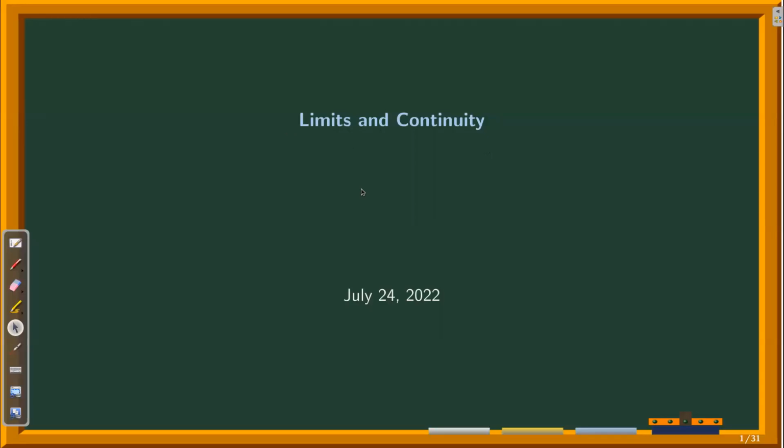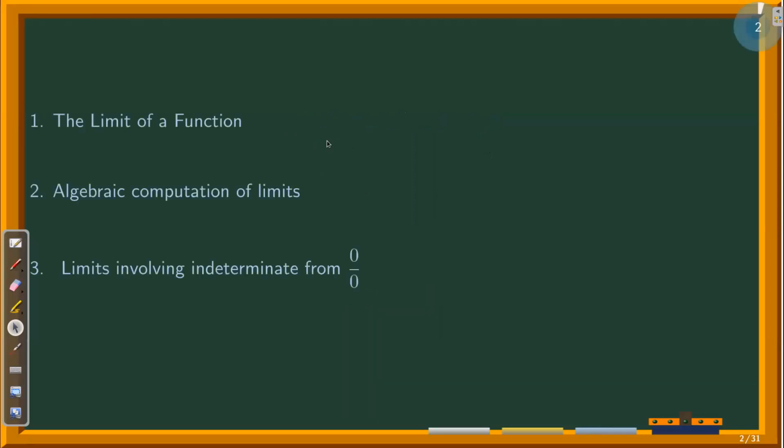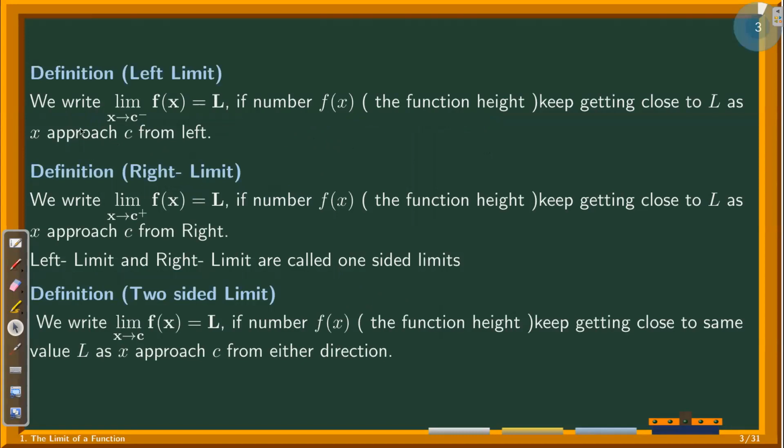Okay, so today we'll talk about this limit and continuity. So the limit of a function, you saw the definition in the video. Okay, we write limit as x goes to c minus of f(x) equals L if the function's height f(x) keeps getting close to L as x approaches c from the left.